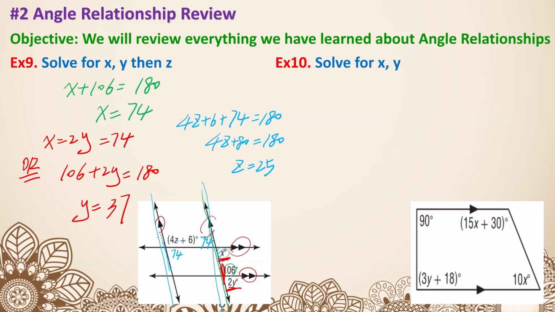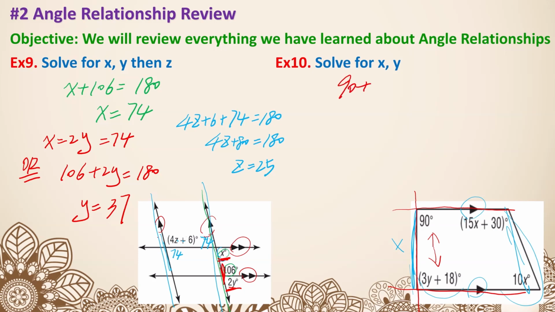Moving on, example 10. For example 10, there's only one indicator about parallel lines. The other two, even by looking, you can tell they're not parallel. So that means we have to use parallel lines either with 90 and 3y plus 18 on this side, or with 15x plus 30 and 10x on the other side. As for the left side and the right side, there's no connection between them because these two lines are not parallel. So you can't use these. But if you focus on the parallel lines, then look at the transversal. First, on the left side, these are the parallel lines. We have a transversal.